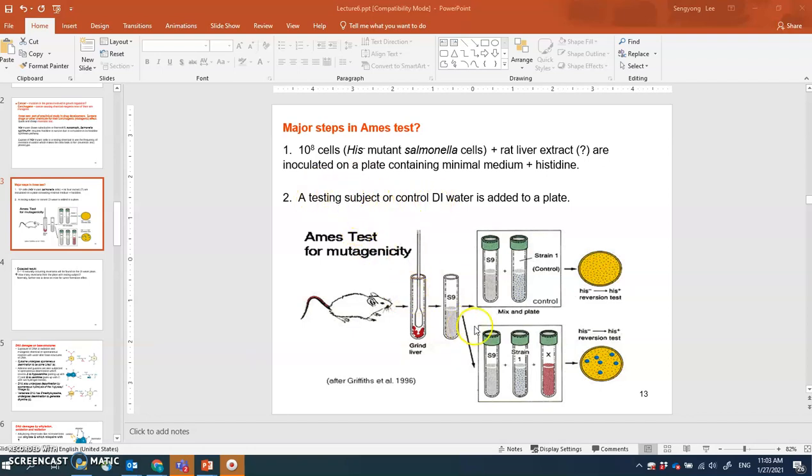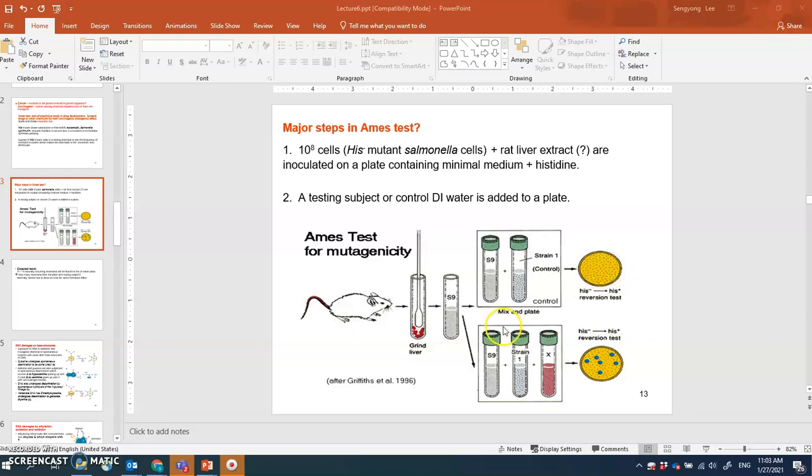So they are mixed up, and then they'll be plated on a petri dish medium. In this medium, the nutrients for the Salmonella cells to grow are added, except for histidine. Histidine, I guess, is not included there. So if it is the original cell, his minus cell, would they be able to grow there? Probably not, because there's no histidine there. So the cells need histidine to be able to grow, right?